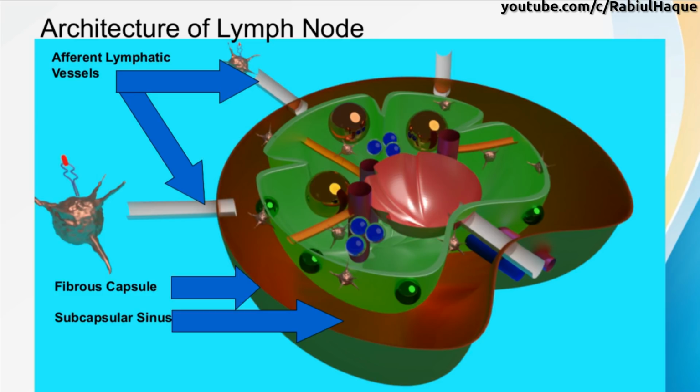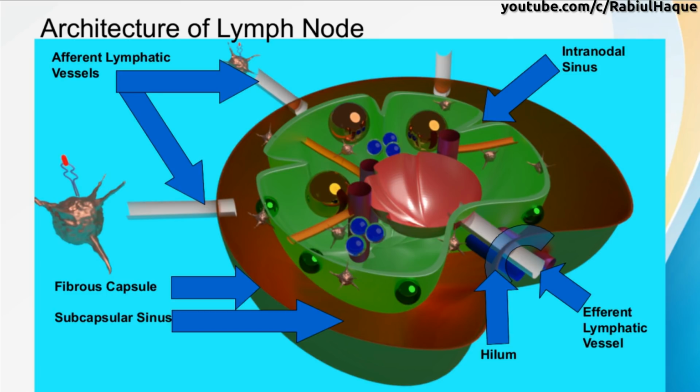Let me explain. In this image, this is the intranodal sinus. This portion is the hilum of the lymph node, and we can see that the efferent lymphatic vessel is exiting through this hilum. So this is the efferent or outgoing lymphatic vessel, right?